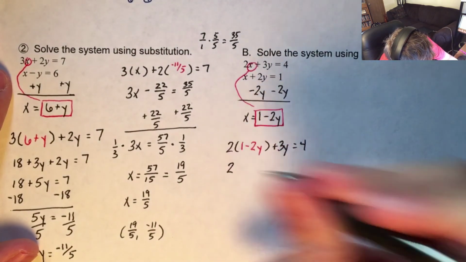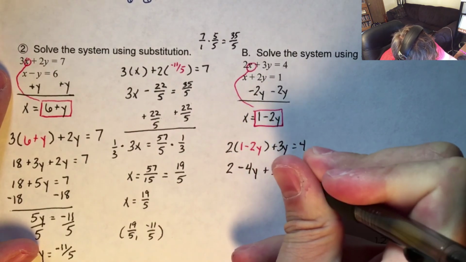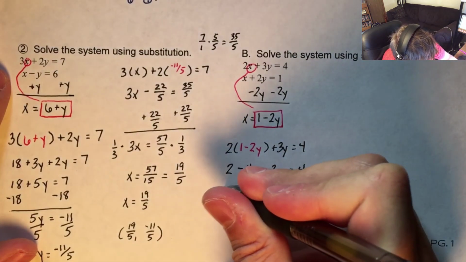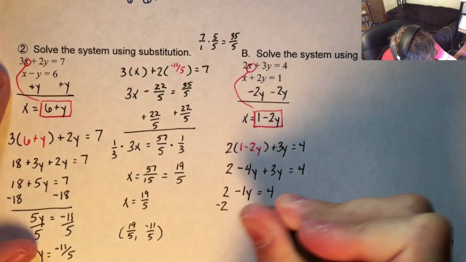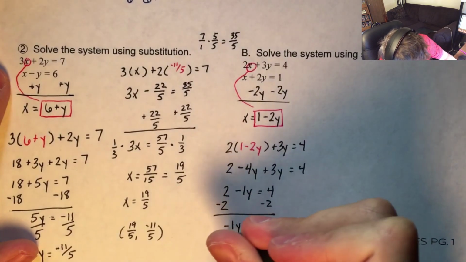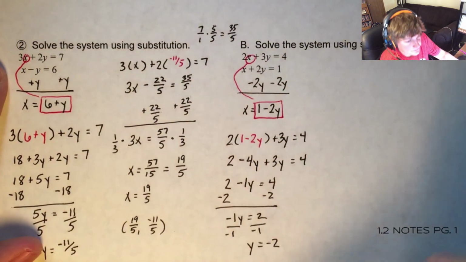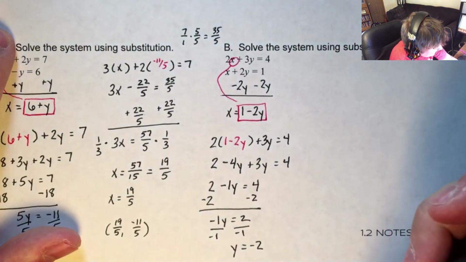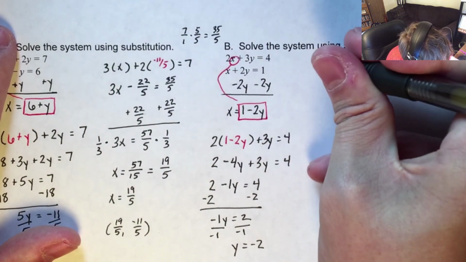2 times 1 is 2. 2 times negative 2y is negative 4y. These combine to negative 1, so I have 2 minus 1y equals 4. And I'm going to subtract 2, and then divide by negative 1. So I know y is equal to negative 2. Alrighty. So then I want to check to see what x is equal to. So I'm going to take the bottom equation again, I think.